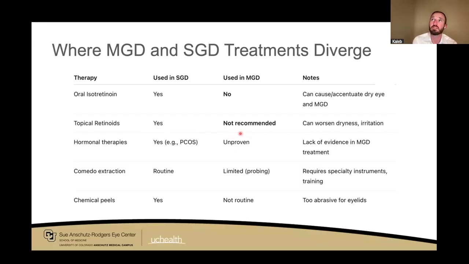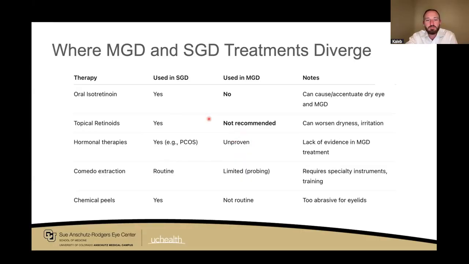I'm in the middle of a 3-year systematic review where we're exploring topical retinoids used around the eyes, trying to figure out if they harm meibomian glands. And in general, we find that it does increase harms to the eye. Hormonal therapies. So we do testosterone cream on the eyelids. It's not really used a lot for sebaceous glands.